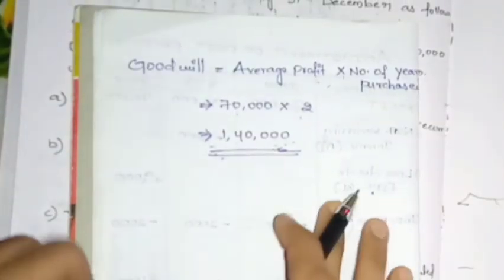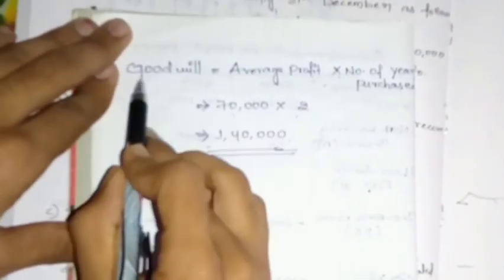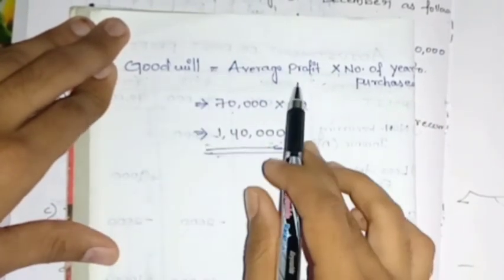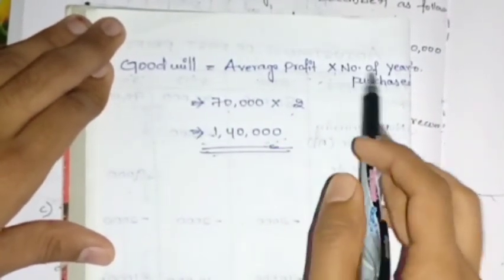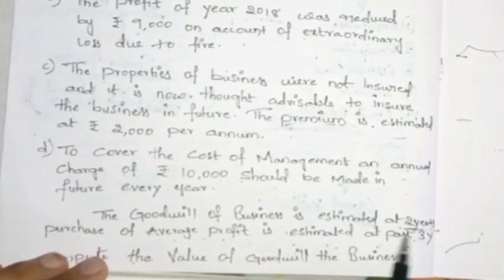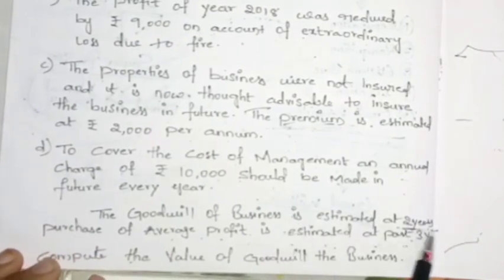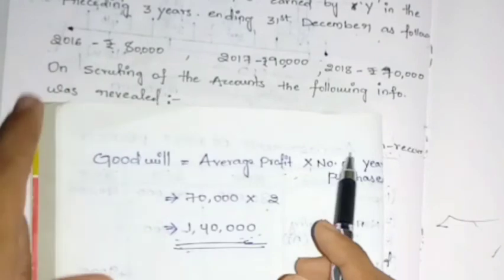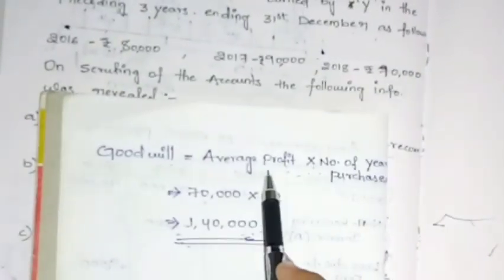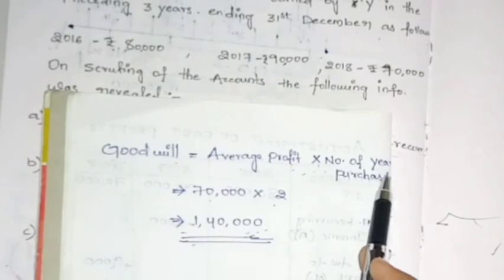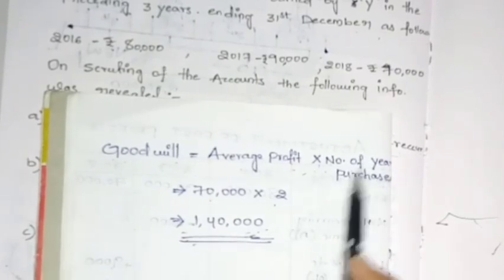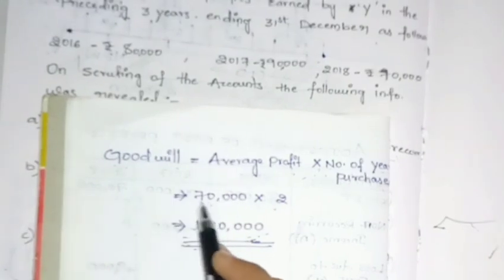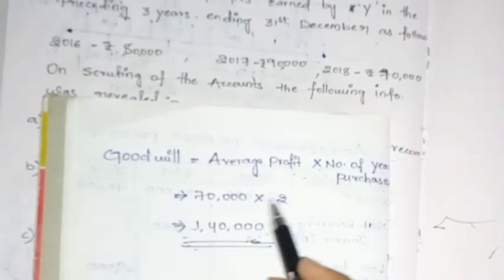So now after calculating the average profit, we have to find the goodwill. Goodwill, how will we find the goodwill? The average profit should be multiplied by the number of years of purchase. So in the question, it is given that the number of years of purchase is 2 years, estimated at 2 years' purchase. So we have to multiply the average profit by the number of years of purchase, that is 2 years. So the average profit is 70,000, and 70,000 is multiplied by 2 years. So that is 1,40,000, which is our goodwill. Clear, right? Okay, fine.